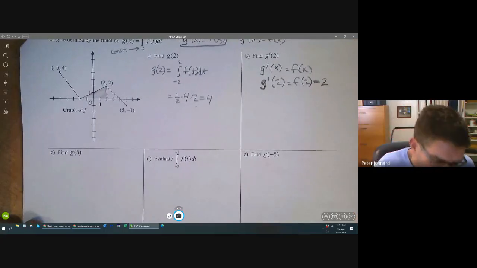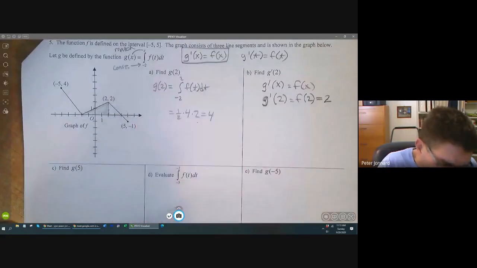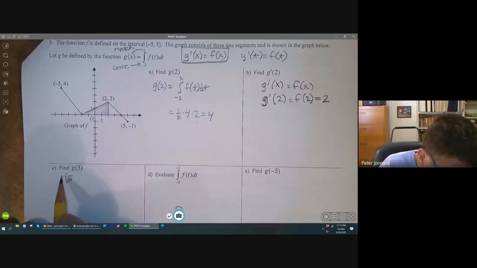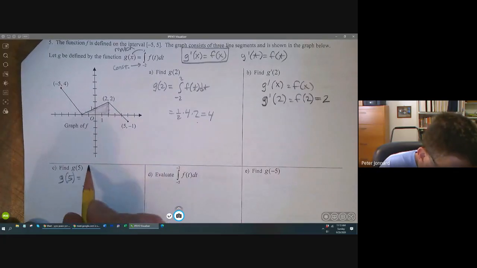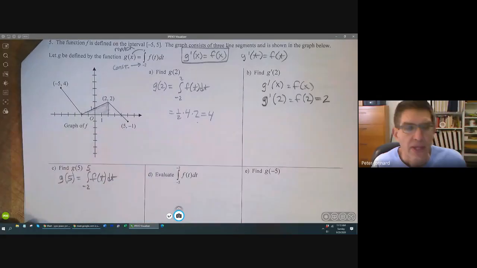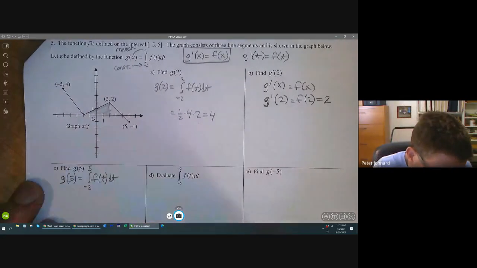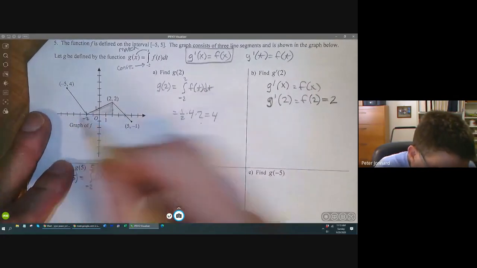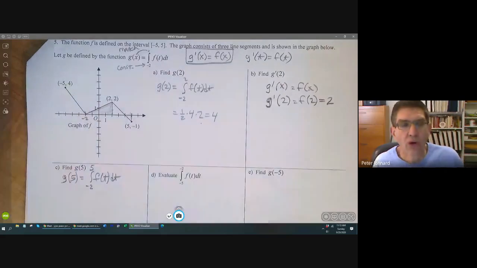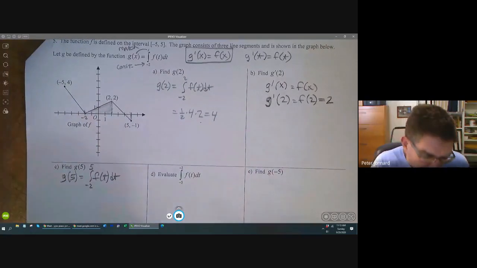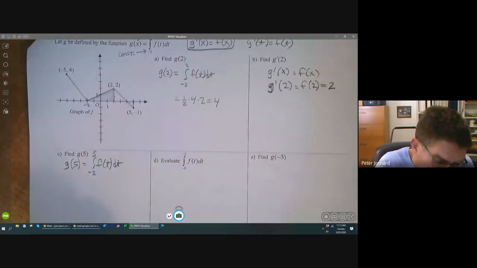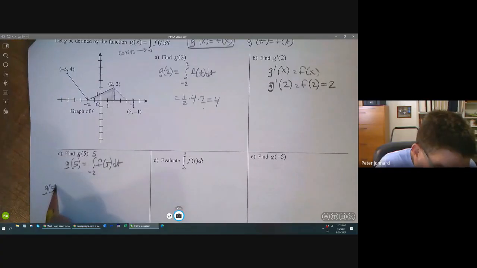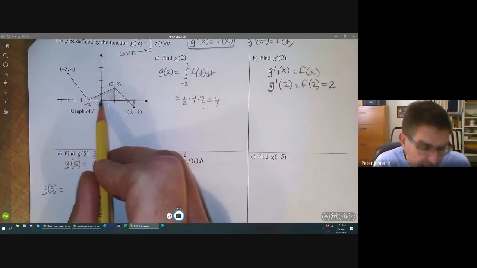G of 5, by definition, I'm simply going to copy what I have here. G of 5 must be equal to the integral from -2 to 5 of f of t dt. So now we're integrating from -2 up to 5. What we're going to need is to break this down into 3 different pieces. So G of 5, well, we already worked out this area here, and we said that that area was 4.